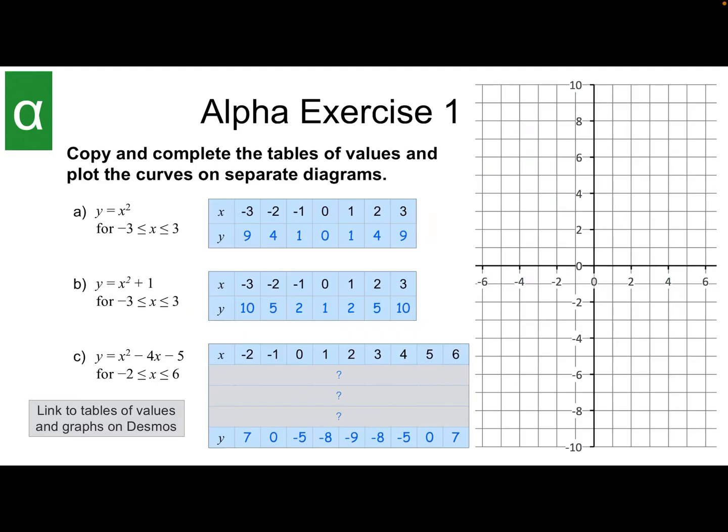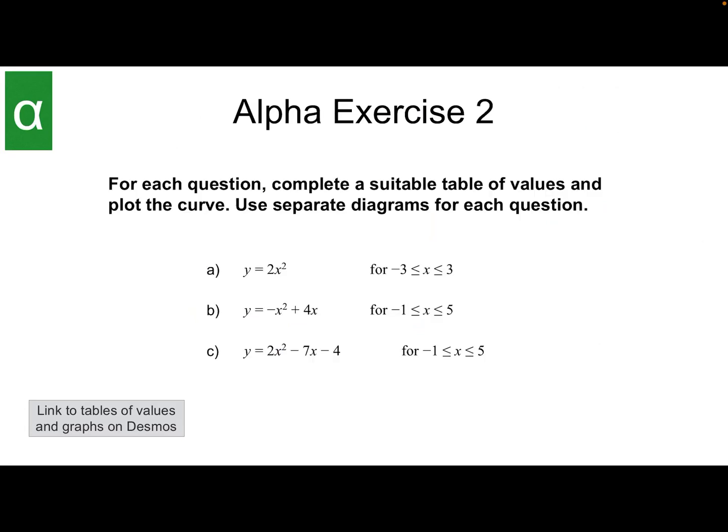Okay, now have a go at doing these three yourself. So you need to make the tables. Look at the x values that it wants you to use. So between minus 3 and 3 for A, between minus 1 and 5 for B, and between minus 1 and 5 for C. Okay, so have a go at them. Print off another sheet of paper with axes and see if you can do it.